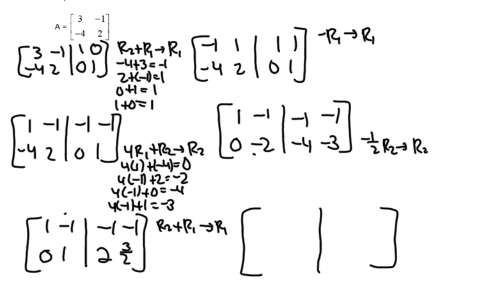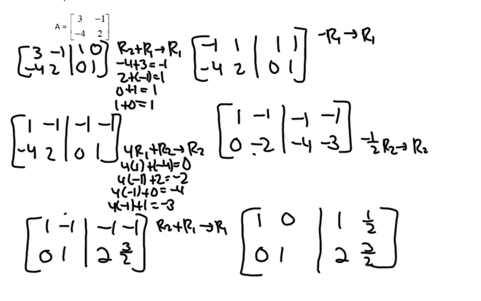So we'll take 0 plus 1. We'll take 1 plus -1. We'll take 2 plus a -1. And we'll take 3/2 plus a -1, which is 1/2. And we leave row 2 alone. Okay. So it is now in RREF form.